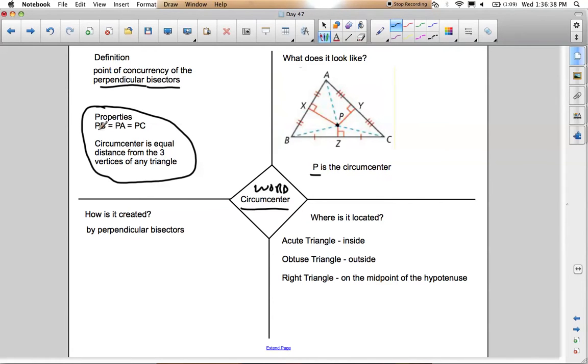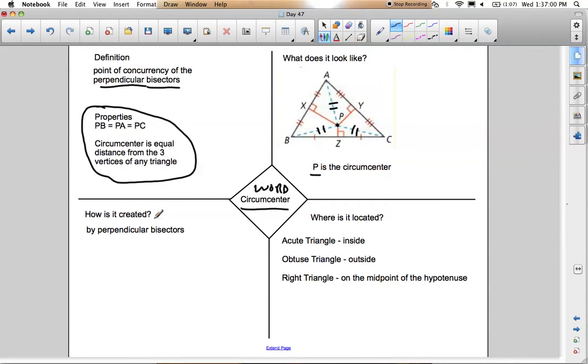Properties that you need to know. Know that P to B, P to A, and P to C are all equal to each other, or congruent, which is the circumcenter is equal distance from the three vertices of any triangle, which I said in the blue lines right here are all equal. So I know all these blue lines are equal.